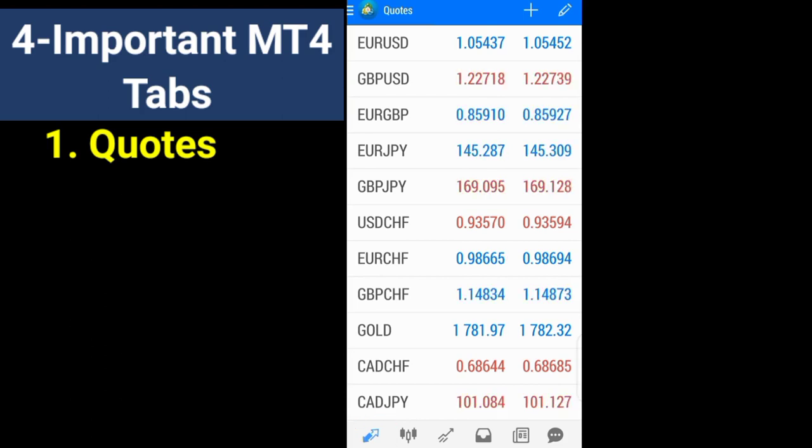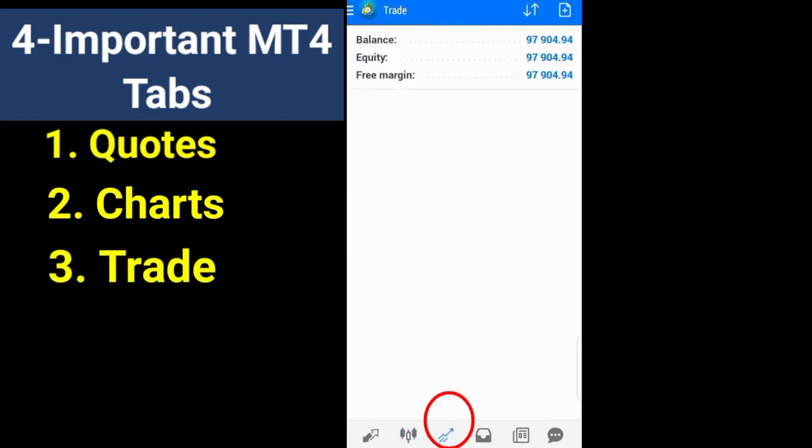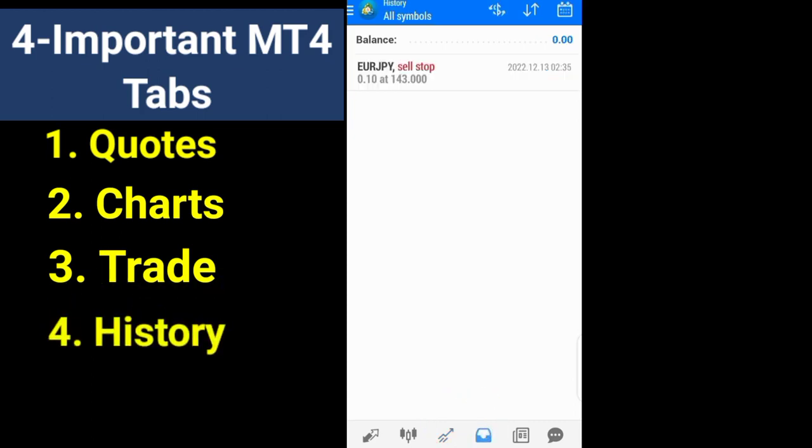After the quotes, the next tab is the charts. This one is showing you the charts tab and all the other functionalities and features that are there. You will understand it later. Then the next one is the trade tab, which shows you your equity balance. It will also show you the trades that you have open or pending. Everything will be here. Then you have your history tab. These are the 4 most used tabs in MetaTrader 4.